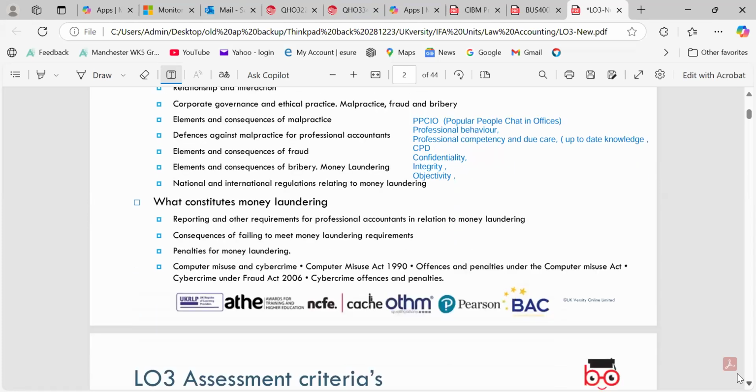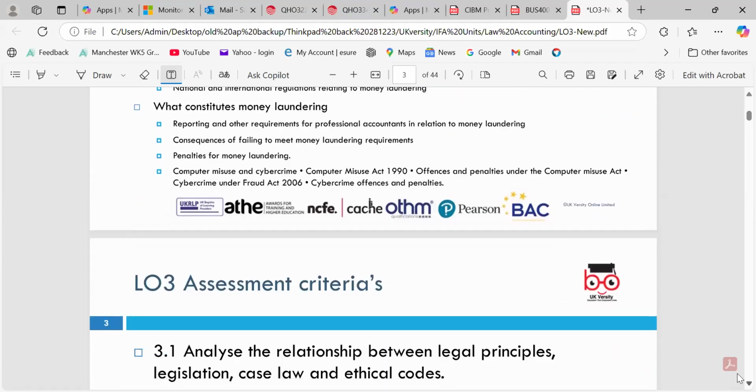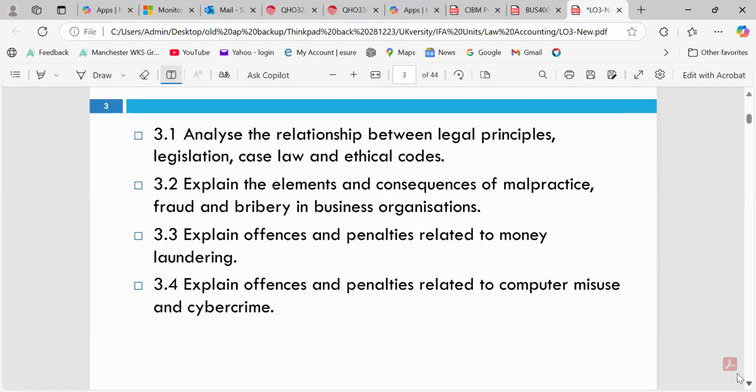Okay, so we need to be reporting another requirement of the professional accountant in relation to money laundering. Consequences of failing to meet the money laundering legislation, penalties, and we'll discuss computer misuse offenses and penalties. These are different legislation: cybercrime under the Fraud Act, Cybercrime Act 2006. That all can be relevant according to the indicative content as given in the unit.